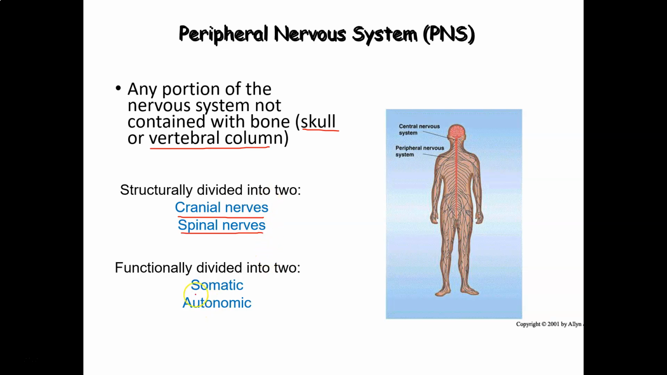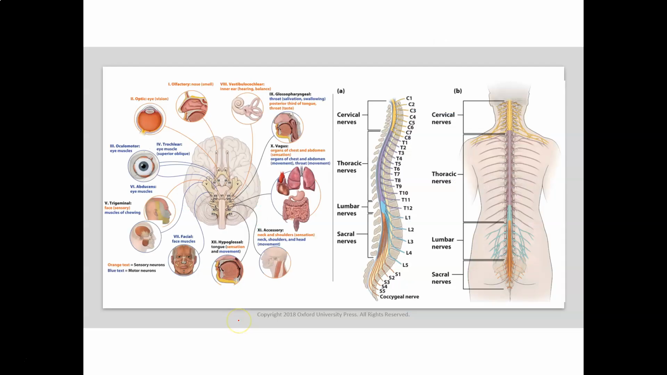Functionally, the peripheral nervous system, as I've mentioned to you already, is divided into the somatic nervous system and the autonomic nervous system. The somatic nervous system controls all of the muscles of your body. They're also the ones that are carrying information from your sense organs into your brain. The autonomic nervous system handles automatic functions, and it has two additional divisions, sympathetic and parasympathetic.